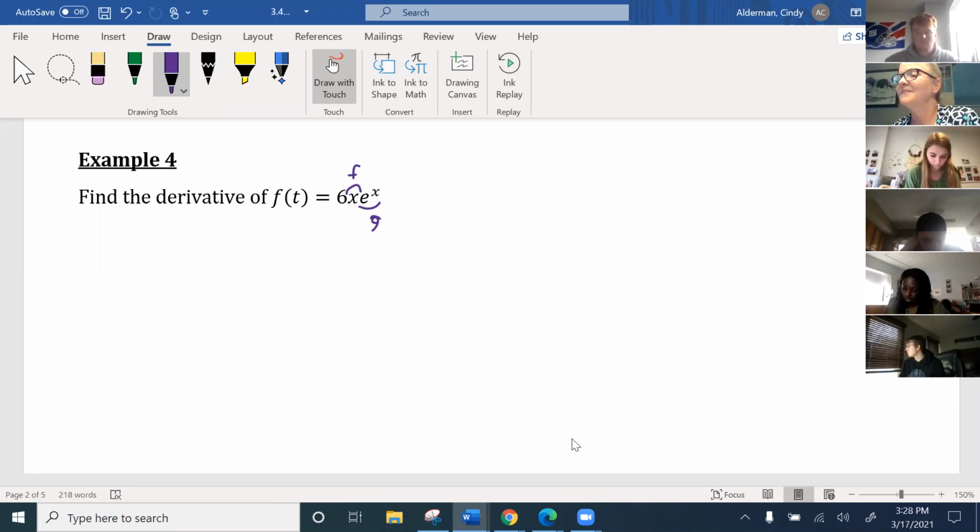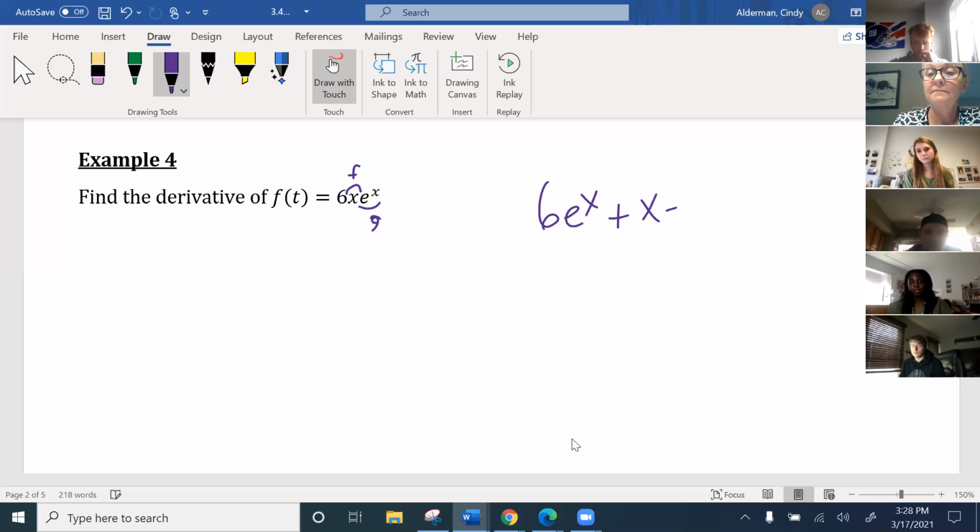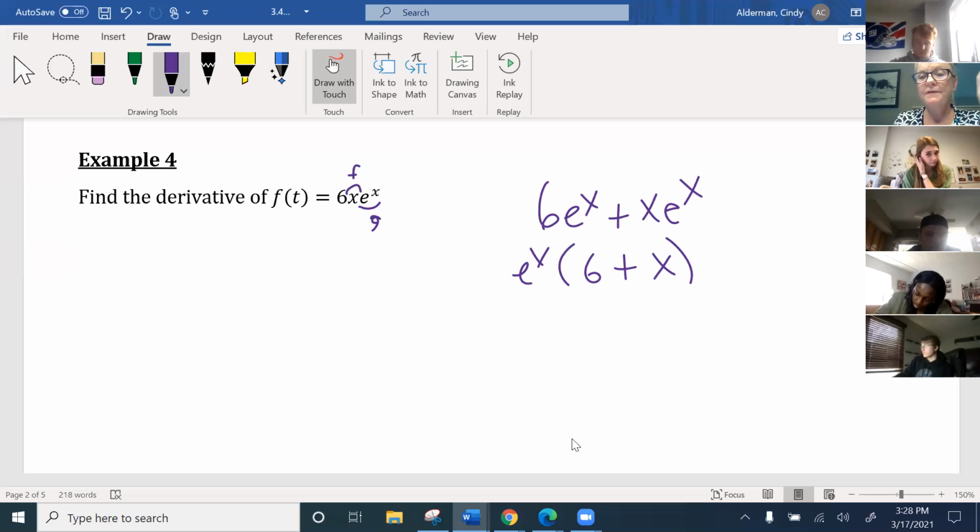Anybody have it yet? I think I got it. All right, go for it, Matt. What'd you get? I got 6 e to the x plus x e to the x. That is correct. Now you could have factored out the e to the x, right? Also, but like I said, Wiley accepts this too.